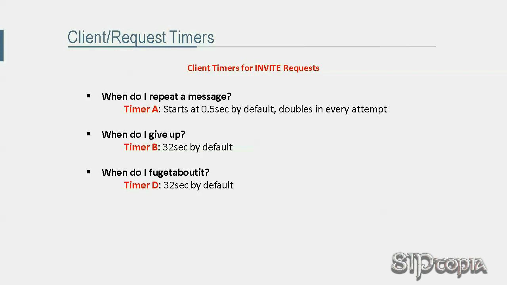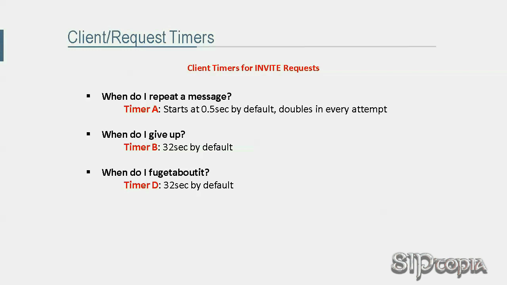Client timers for invite requests test results are: 1. When do I repeat a message? If you do not receive a response to your invite request in 0.5 seconds, send the invite request again. Now double the timer here. If you do not receive a response in 1 second, send the invite request again. This goes on and on with attempts after 2 seconds, 4 seconds, 8 seconds, and so on. This period is the timer A. In other words, timer A's initial value is 0.5 seconds, then it becomes 1 second, it becomes 2 seconds, and so on. Will this go on forever? No. We have a limited patience.